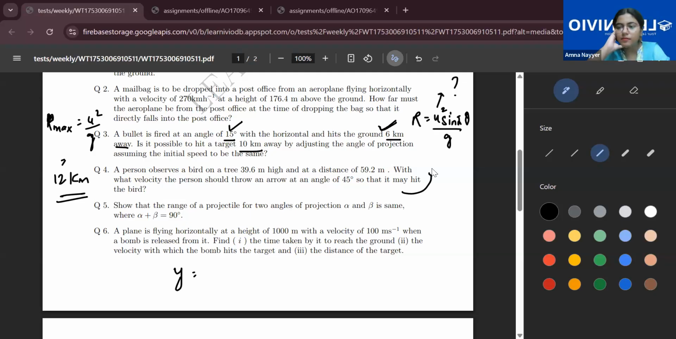See, I found time, and then... What is your time, Maha? The time I got is 59.2 root 2 by u. Okay, that's fine. That's correct. Then yes, and then I substituted in the formula of s equals ut plus half at squared and everything.